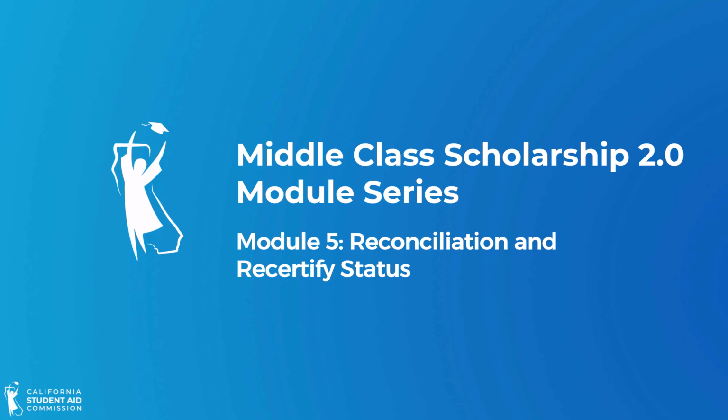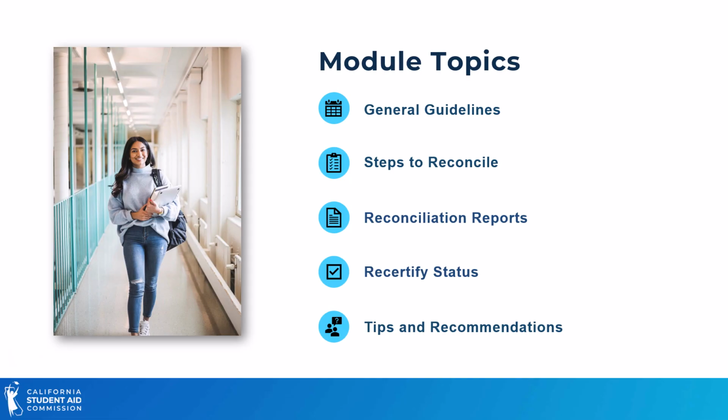Welcome to our Middle Class Scholarship 2.0 Training Module Series. This is Module 5, Reconciliation and Recertify Status. In this module, we will discuss the following topics: general guidelines for reconciliation, steps to reconcile, reconciliation reports, recertify status, and tips and recommendations.